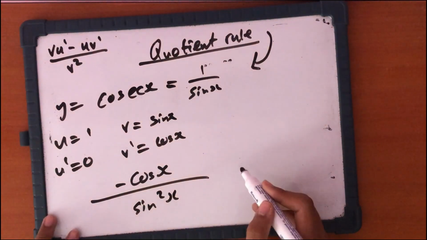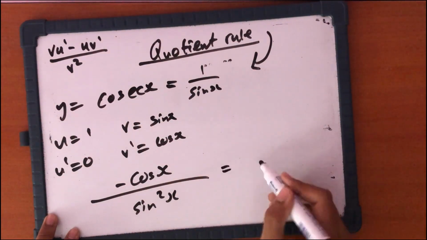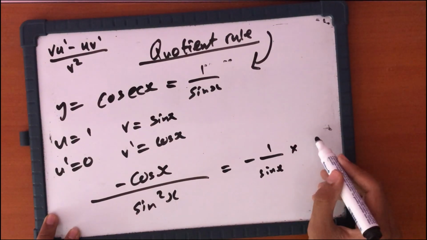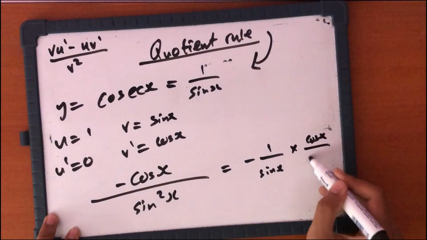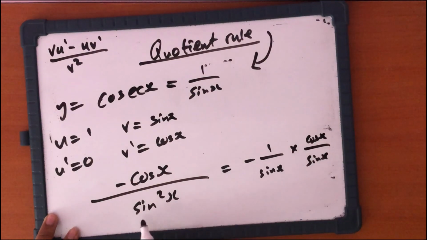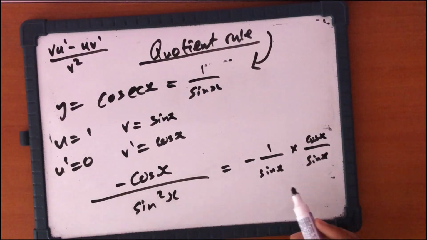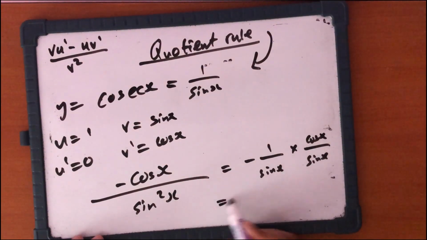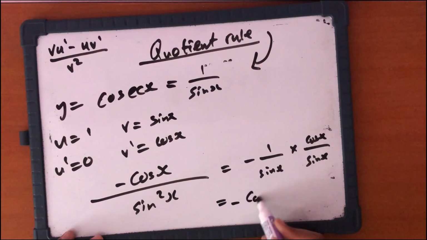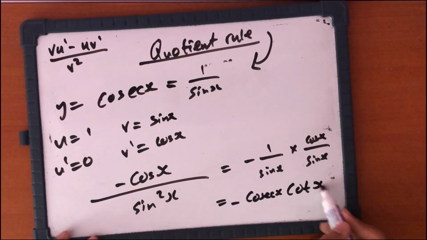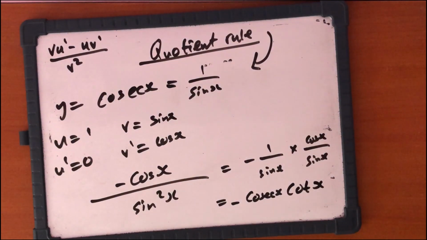And this is the same as negative 1 over sine x times cosine x over sine x. We opened up this sine squared to give sine x, and then we took 1 of the sine x for 1, which is allowed, and that gives negative cosec x times cot x, because cosine over sine.